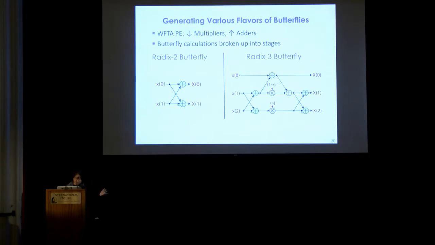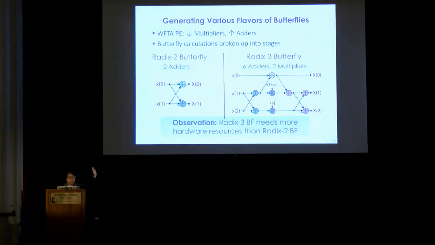So briefly, Winograd's short Fourier transform algorithm allows you to reduce the number of hardware-intensive multiplies you need in favor of an increased number of adders, exploiting cyclic convolution. Specifically, if you were to look at a radix 2 butterfly and a radix 3 butterfly, you'll see a radix 2 butterfly requires 2 complex adders, a radix 3 butterfly requires 6 adders and 2 multipliers, and obviously radix 3 requires more hardware resources than radix 2.